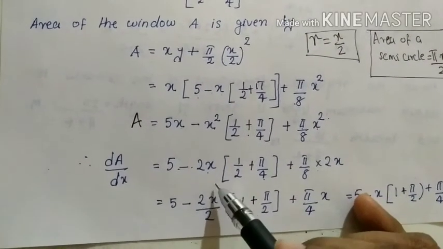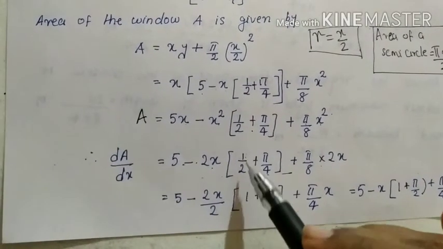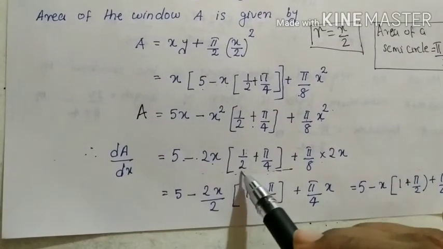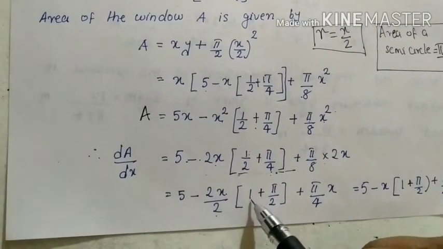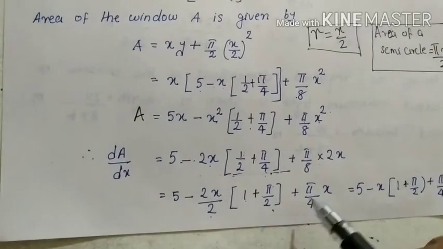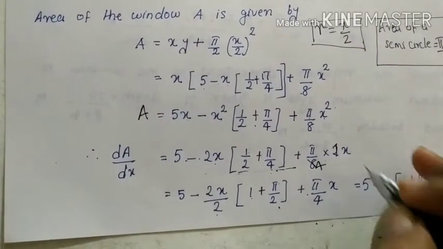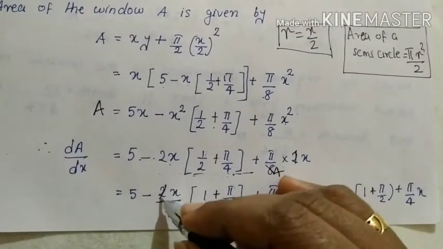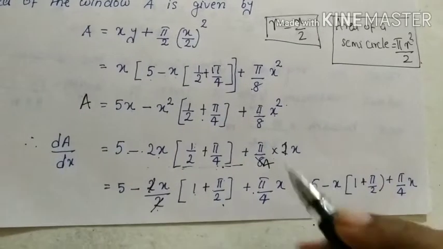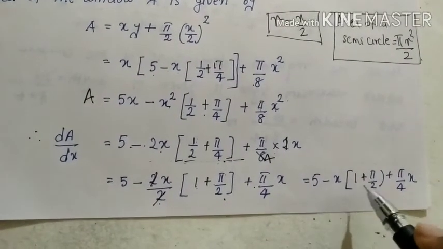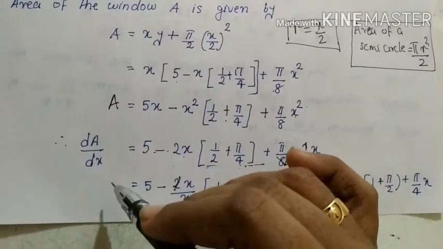If you observe this step, 1 by 2 is common, so taking 1 by 2 from inside this bracket, we get 2 by 2x into 1 plus pi by 2, plus, cancelling this 2 and 8, we get pi by 4x here. These two cancel each other, and we get 5 minus x into 1 plus pi by 2 plus pi by 4x. So this is our dA by dx.